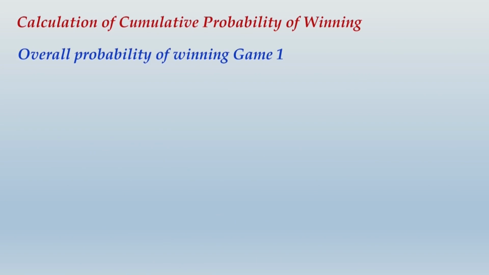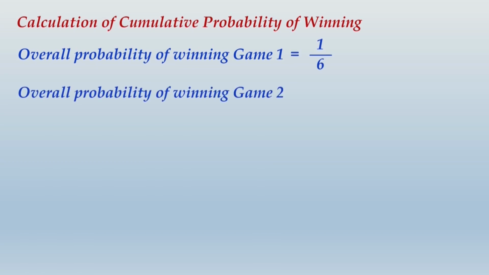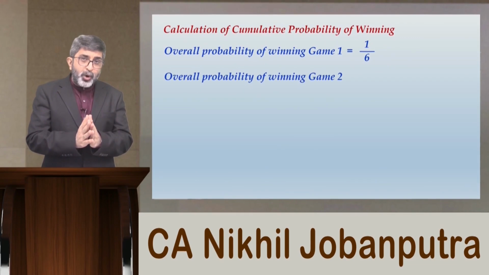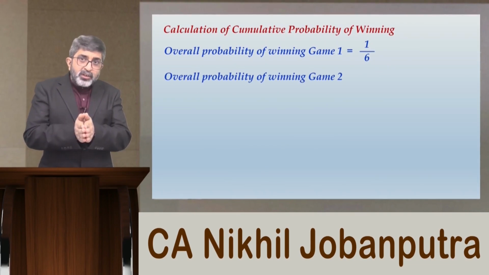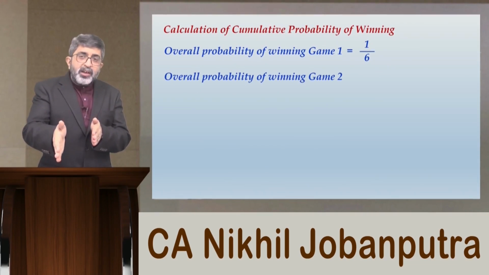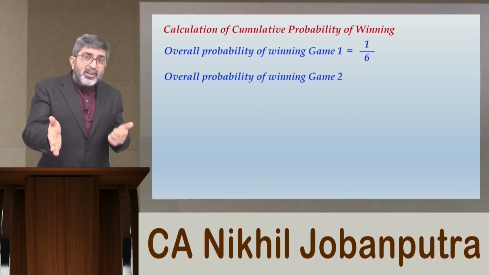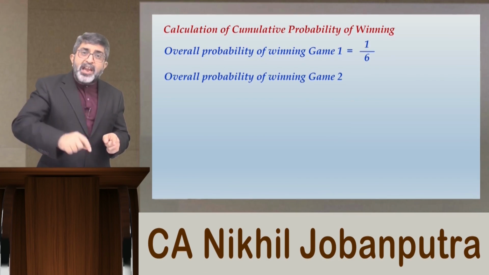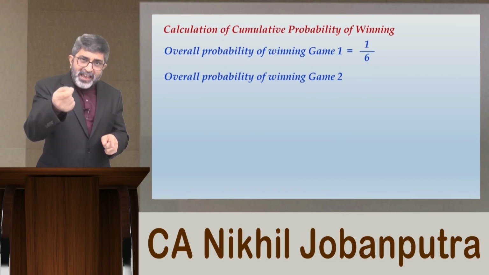You find that the overall probability of winning game 1 is flat 1 by 6. Now overall probability of winning game 2 will be the probability of losing game 1 multiplied by probability of winning game 2. Now that is something crucial. You need to understand this point very well, that to reach the game 2 point, what is the precondition? What is the condition attached for that? That the gambler must have lost game 1. Then only she can be allowed to play game 2.